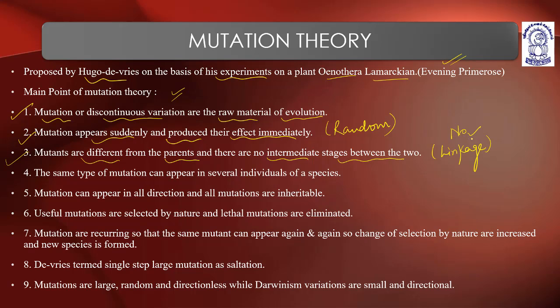The parental characters are entirely different from the recombined characters produced because of mutations. The same type of mutation can appear in several individuals of a species. Mutation can appear in all directions, and all mutations are inheritable as they involve a change in gene frequencies.